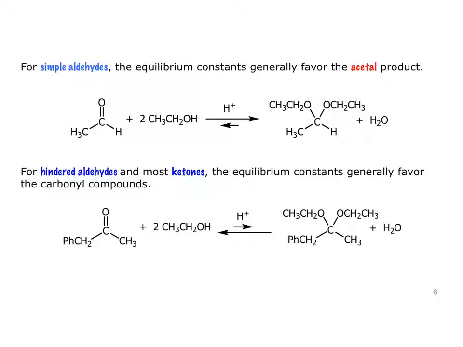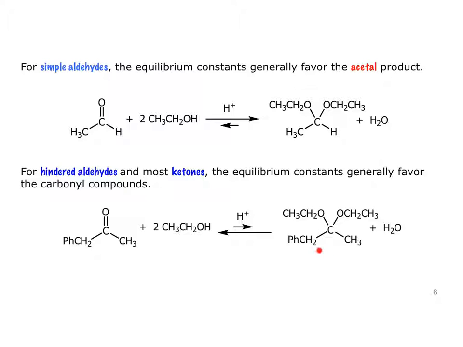Generally, we find that the equilibrium constants to these reactions differ based on the structure of the starting materials, and this is for the same reasons we talked about with hydration. So, for instance, simple aldehydes reacting with alcohols generally have quite favorable equilibrium constants, and at equilibrium you can isolate a fairly large amount of the corresponding acetal, 50% or more. On the other hand, ketones or hindered aldehydes generally have equilibrium constants that lie to the left.